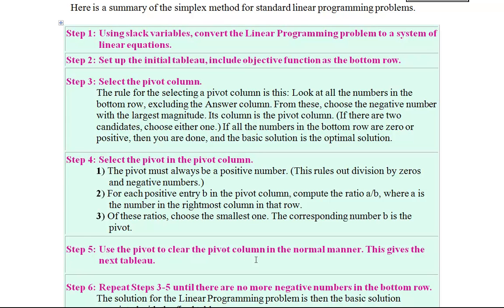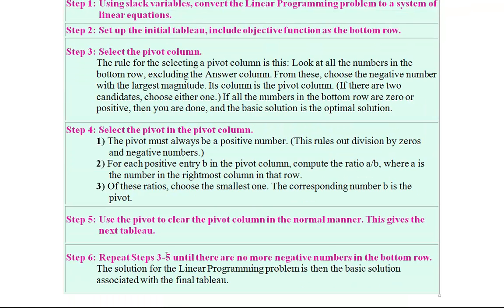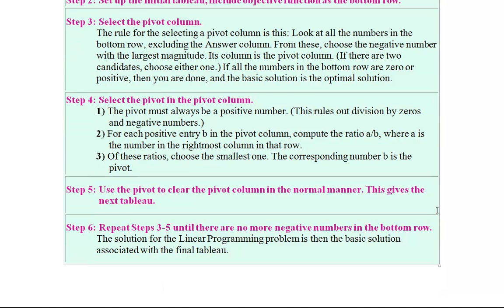Use the pivot to clear the pivot column in the normal manner. This gives the next tableau. Repeat steps 3 through 5 until there are no more negative numbers in the bottom row. The solution for the linear programming problem is then the basic solution associated with the final tableau.